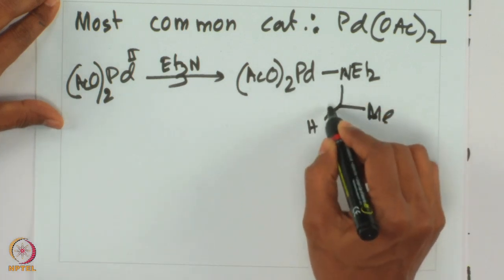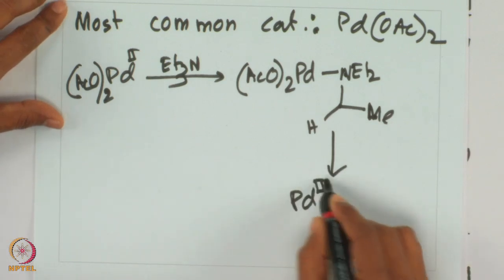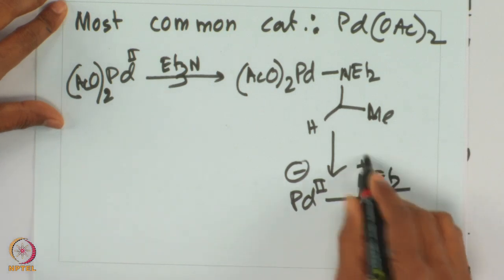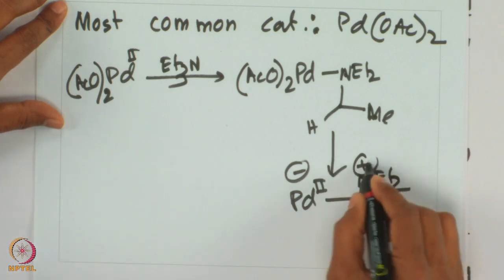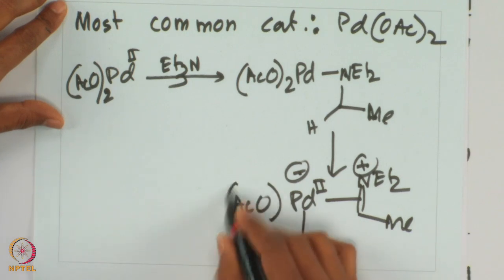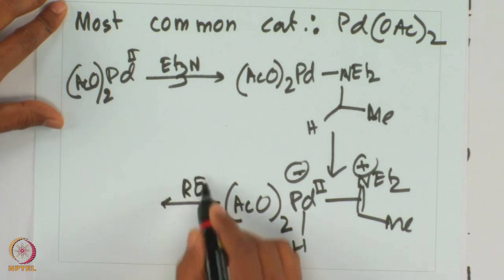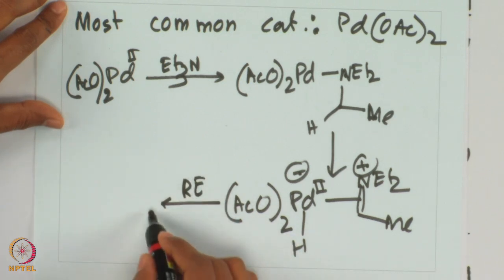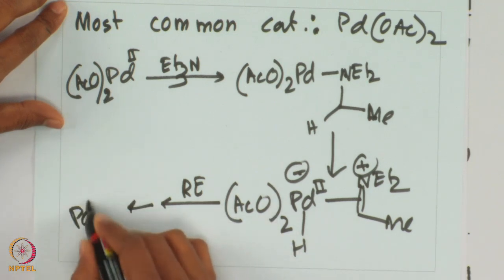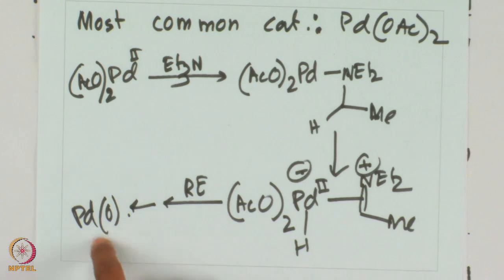Alpha beta hydride elimination is possible from here, giving rise to an intermediate where palladium 2 and then diethylamine, this cationic intermediate, is formed. This cationic and anionic intermediate forms along with the hydride over there, and then overall we will get the acetate coming into the picture. Then reductive elimination gives rise to the palladium 0 formation, because acetic acid and other things will give you the other side products from this reaction overall, and then this will be giving you the palladium 0.